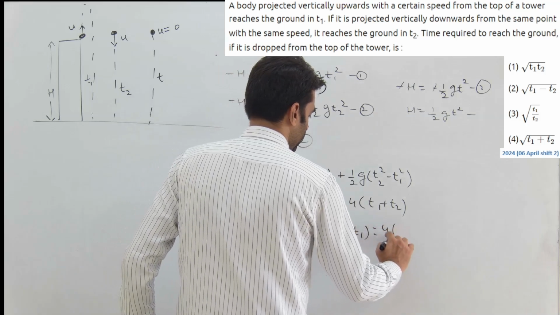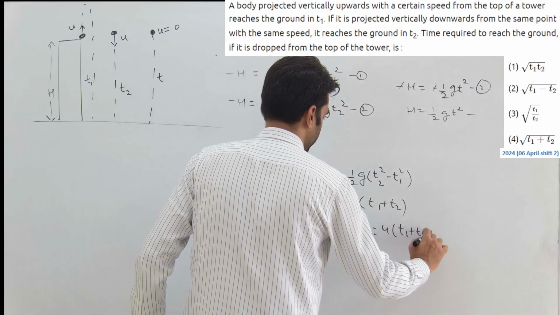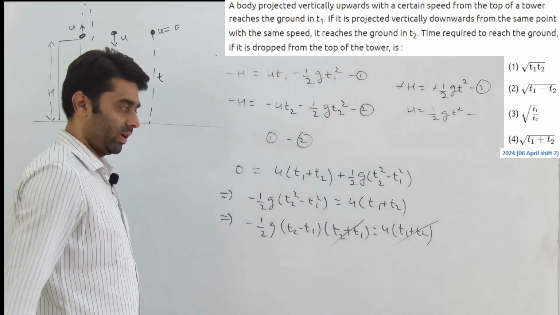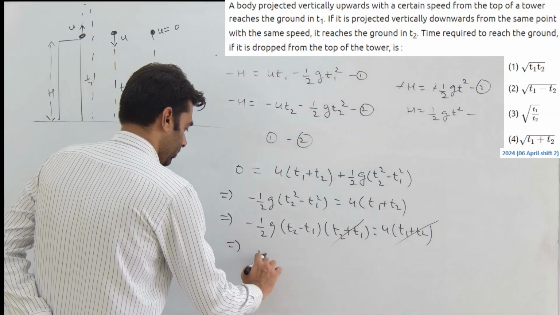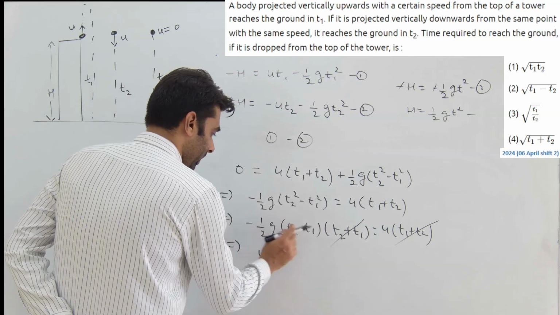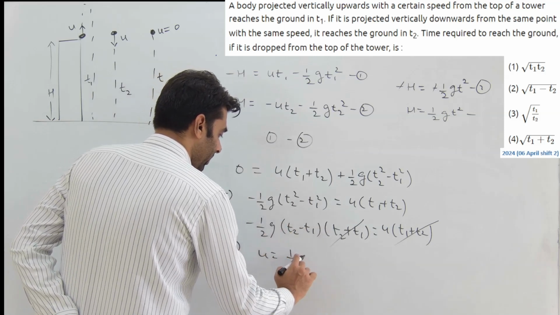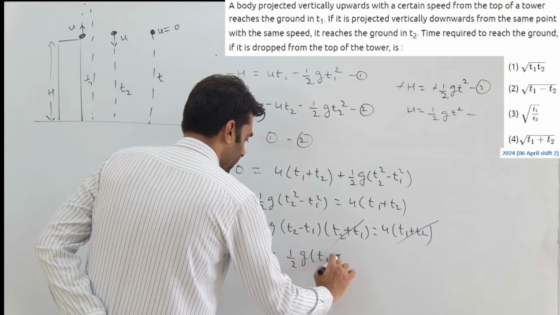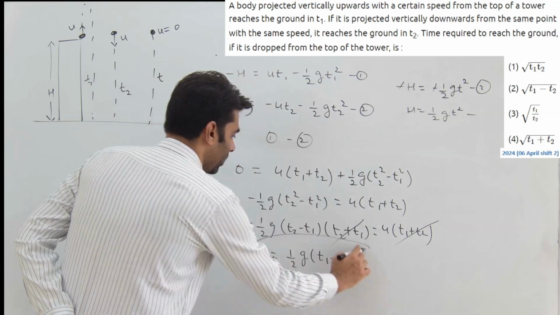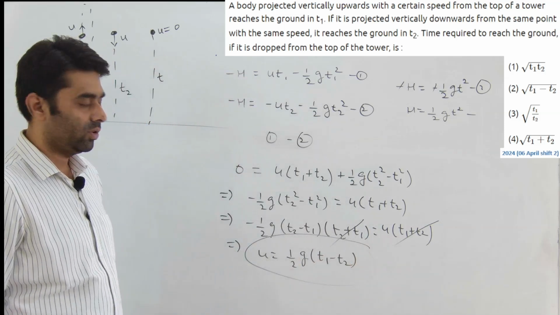This is equal to u times (t1 plus t2). The (t1 plus t2) cancels out. We have u is equal to, this minus goes inside, so we have 1 by 2 g (t1 minus t2). This is your initial speed, we have got it in terms of t1 and t2.